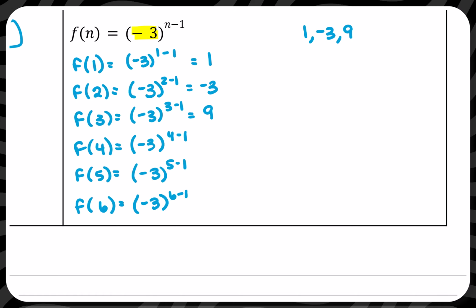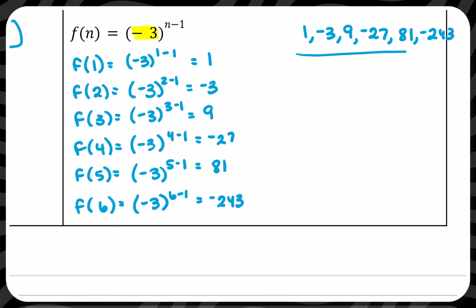So 1 times negative 3 is negative 3. Negative 3 times negative 3 is 9. And you can continue that same pattern. So 9 times negative 3 is negative 27. Some of you definitely need a calculator at this point. But all you have to do is keep using that calculator and you'll verify that you get 81. Oops, skip one, sorry. Negative 27, 81, and then negative 243. You're just multiplying each number by negative 3, and that is what makes this a geometric sequence.